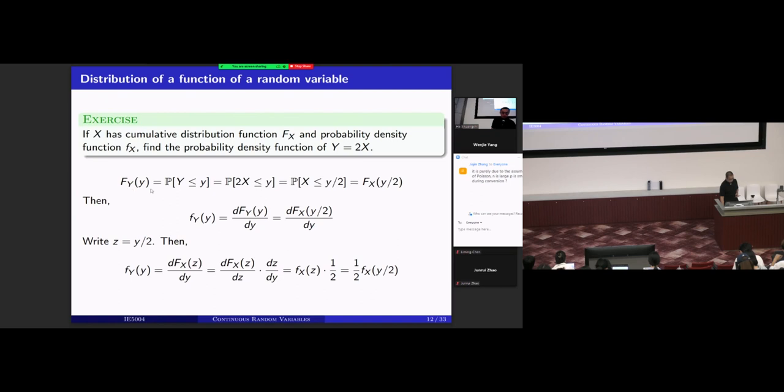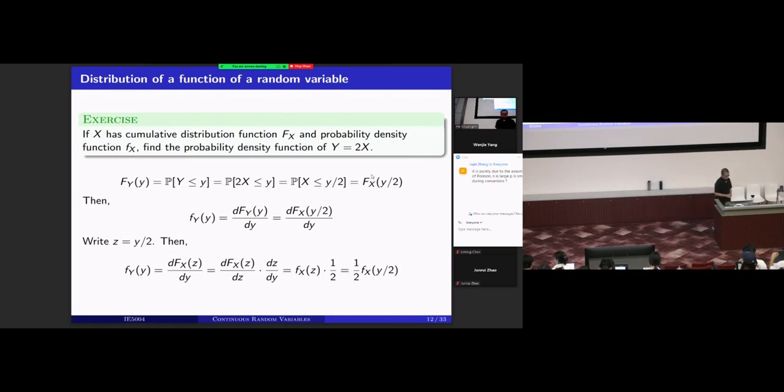What is the CDF of y? By definition, it's just the probability that the variable y takes a value less than or equal to a given value, right? Y is simply 2 times x, right? If y is less than or equal to this value, it means 2x is less than or equal to this value. So 2x less than or equal to this means x less than or equal to y over 2, right? So this is just the CDF of the random variable x at y over 2. You see that? By using CDF, it is pretty simple to get the CDF of a random variable y.